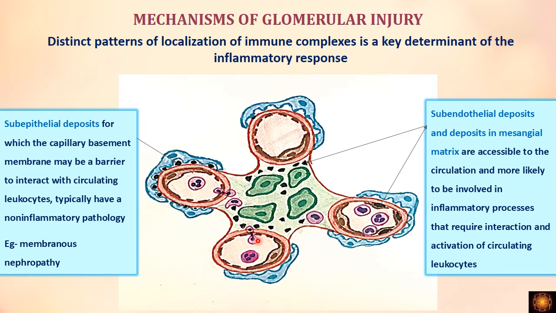They are also accessible for the macrophages which have entered into the mesenchyme. Only the subepithelial deposits are not accessible to the inflammatory cells because we have a basement membrane which acts as a barrier. So this basement membrane doesn't allow these inflammatory cells to come in contact with the subepithelial deposits. So usually the subepithelial deposits don't produce any inflammatory reaction. So we have a non-inflammatory pathology in case of subepithelial deposits, whereas the subendothelial deposits and deposits of mesangial matrix produce the inflammatory reaction.